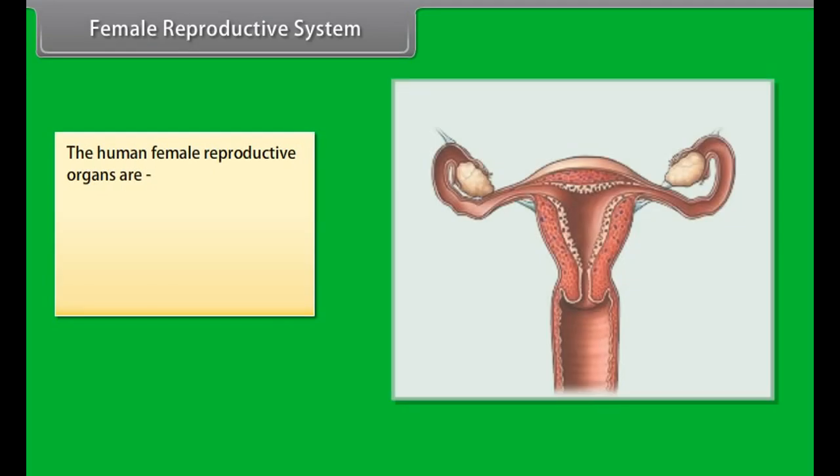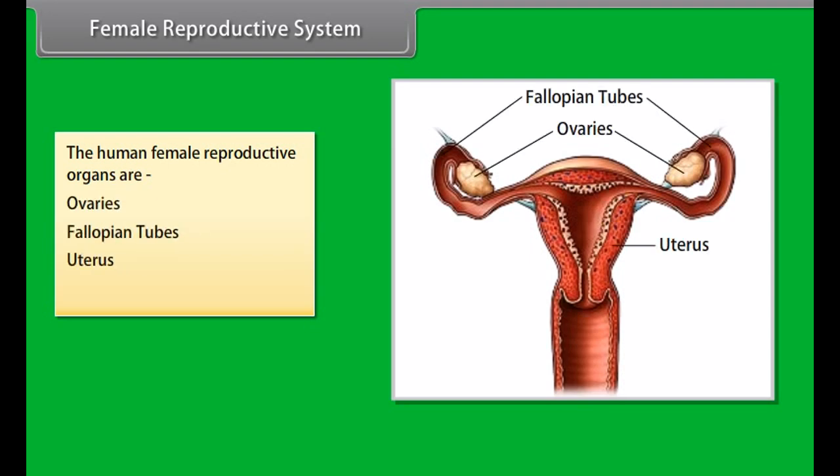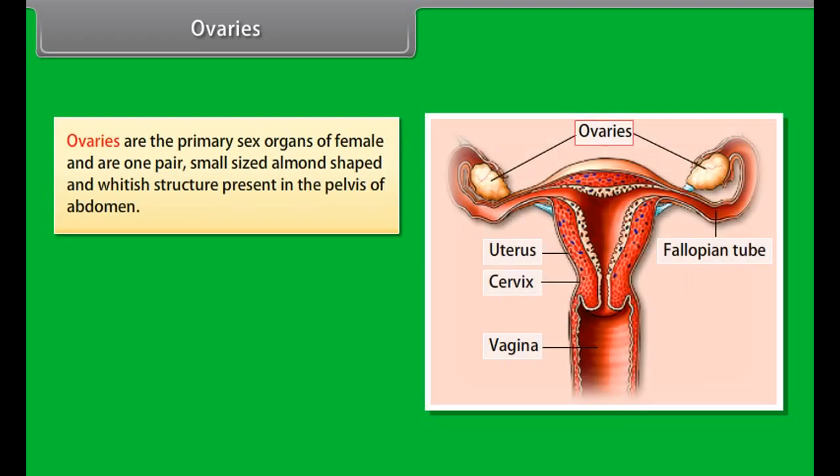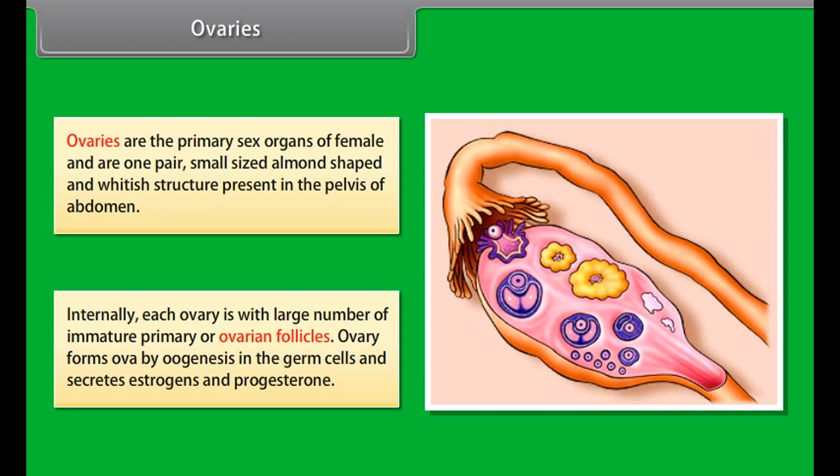The human female reproductive organs are ovaries, fallopian tubes, uterus, vagina. Ovaries. Ovaries are the primary sex organs of female and are one pair, small-sized, almond-shaped and whitish structures present in the pelvis of abdomen. Internally, each ovary is filled with a large number of immature primary or ovarian follicles. Ovary forms ova by oogenesis in the germ cells and secretes estrogens and progesterone.